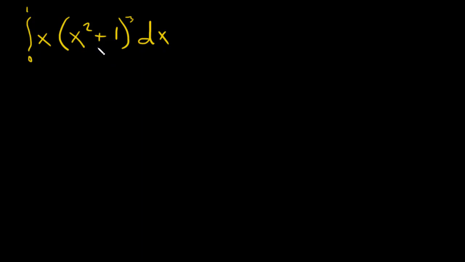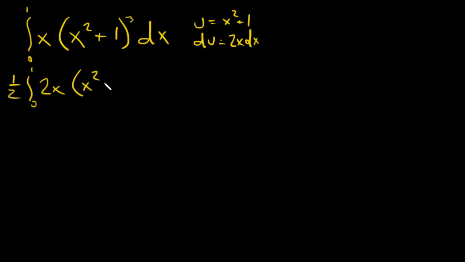Okay, so I'm going to work that out. I'm going to make my u be x squared plus 1. Du would then be 2x dx. And so I would have 1/2 integral 0 to 1 of 2x times (x squared plus 1) cubed dx. And now I'm going to do my u-substitution. 1/2 integral 0 to 1 of, well, this is just going to be u cubed du, right? Okay, so now that I've got that, I can evaluate that, no problem.